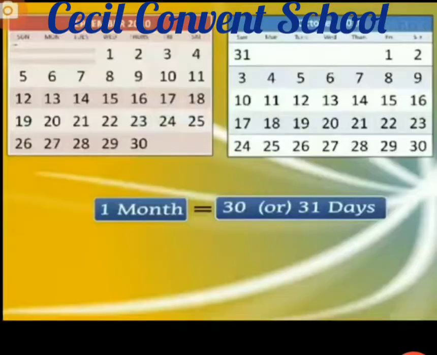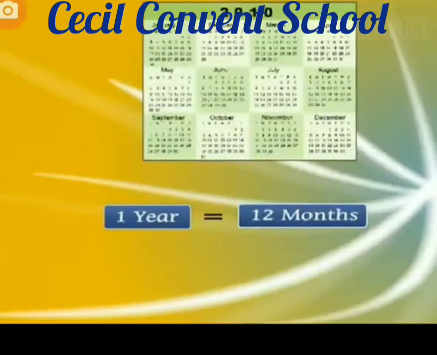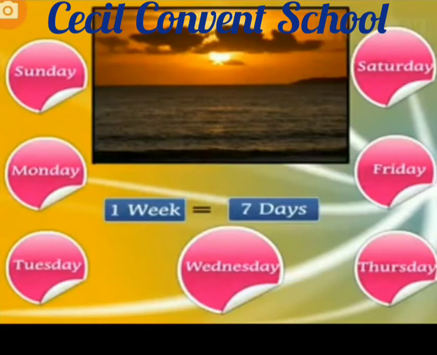Now listen. As you all know, 1 month has either 30 or 31 days, because some months of a year have 30 days and some have 31 days. And there is one special month which has 28 or 29 days. Clear? Now, 1 year has how many months? 1 year has 12 months. Every student knows this, because we have been doing this since the smaller classes.